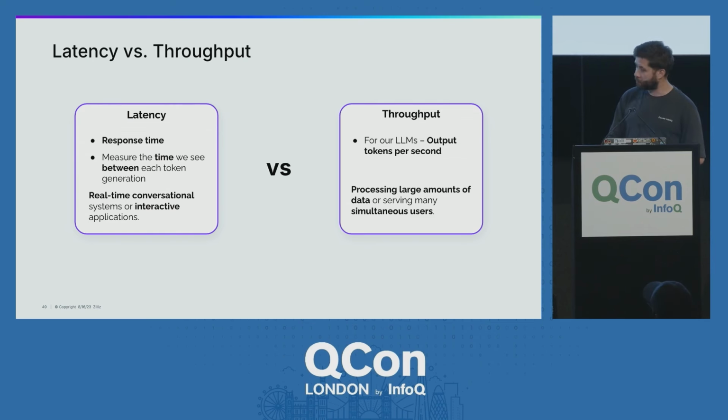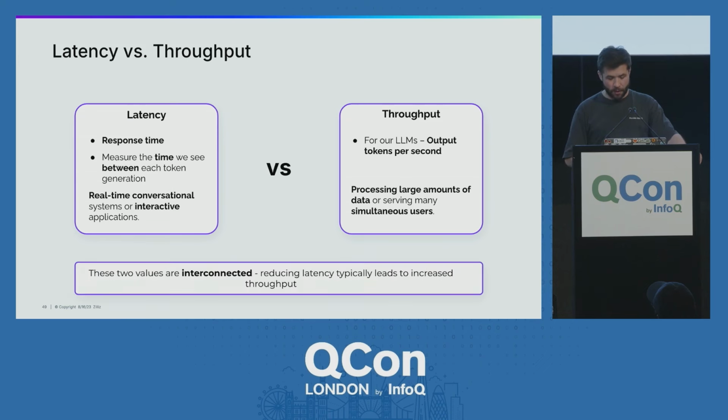Then on the other hand, you have throughput, which is the output of tokens per second. So this is also something very important. Extremely important if you need to process large amounts of data, or you have many users at the same time. The problem is those two values are interconnected. So if you reduce the latency, which is good actually, you can have an increased throughput, but not everything is always beautiful, so you have to check on how you can mix those.